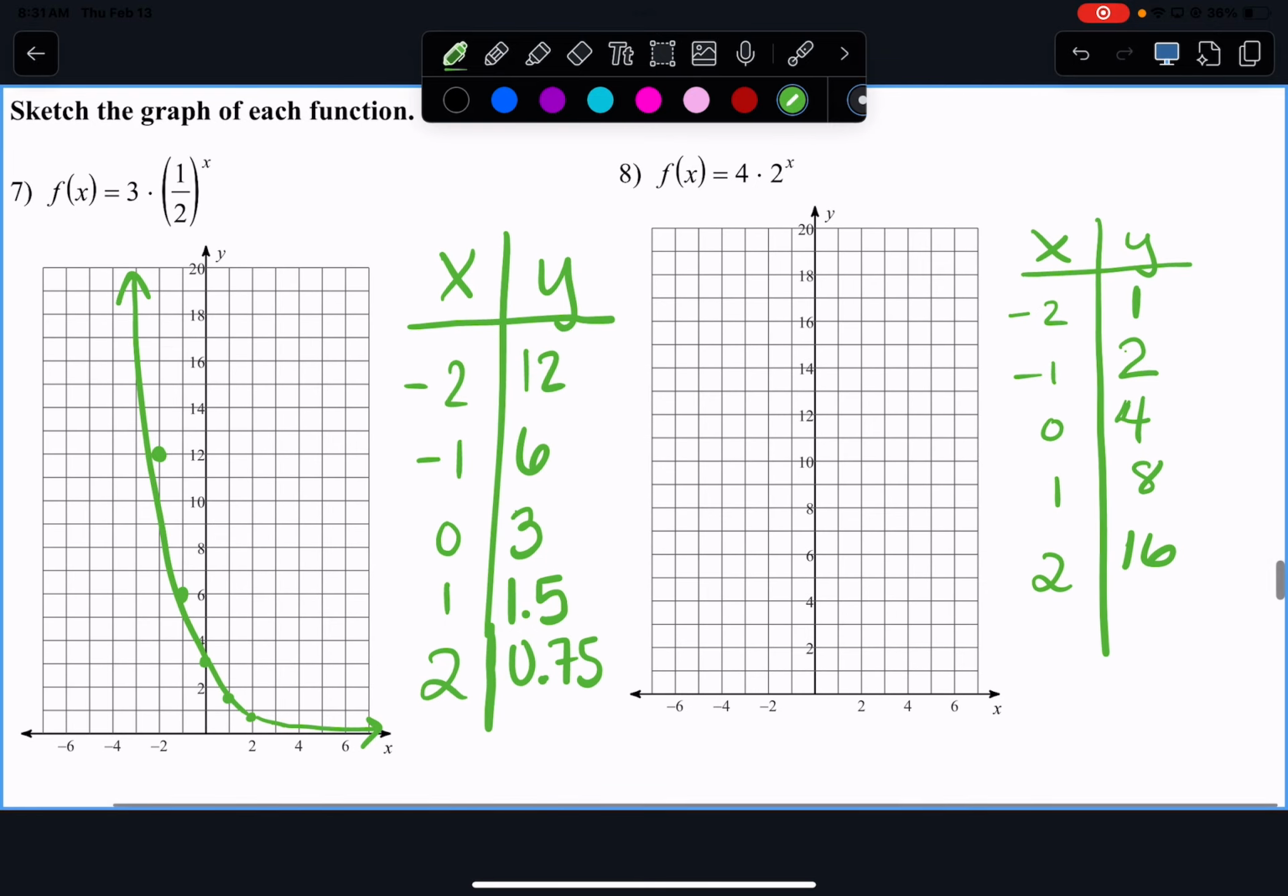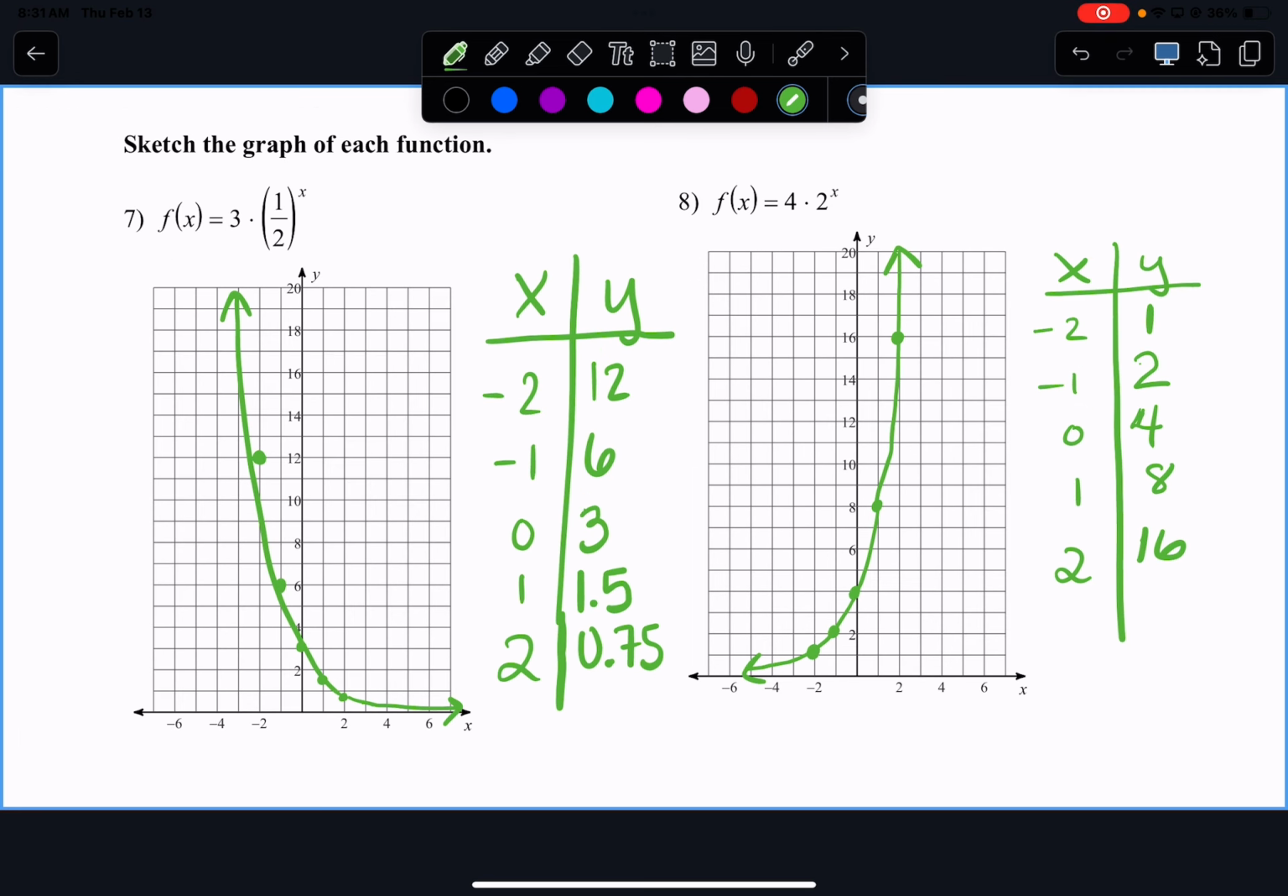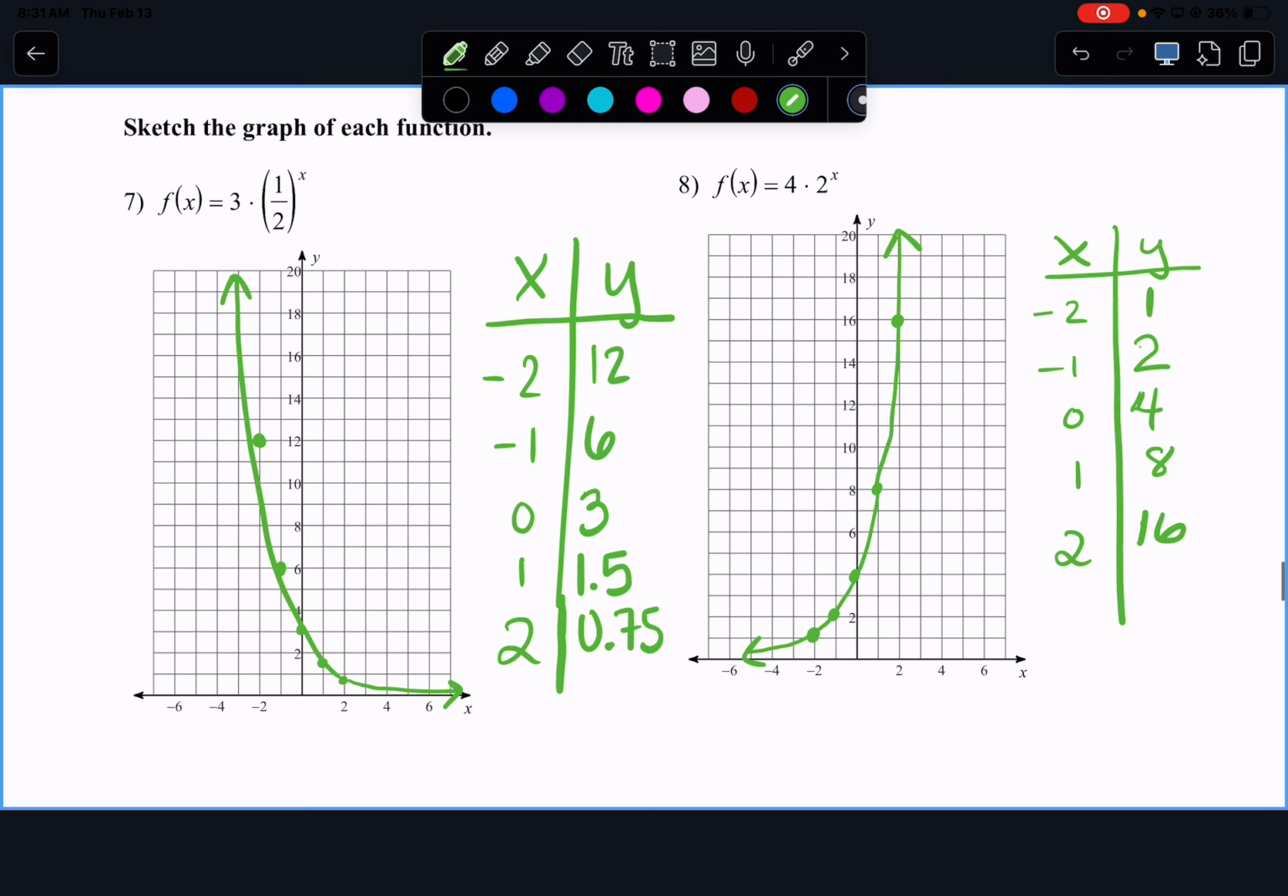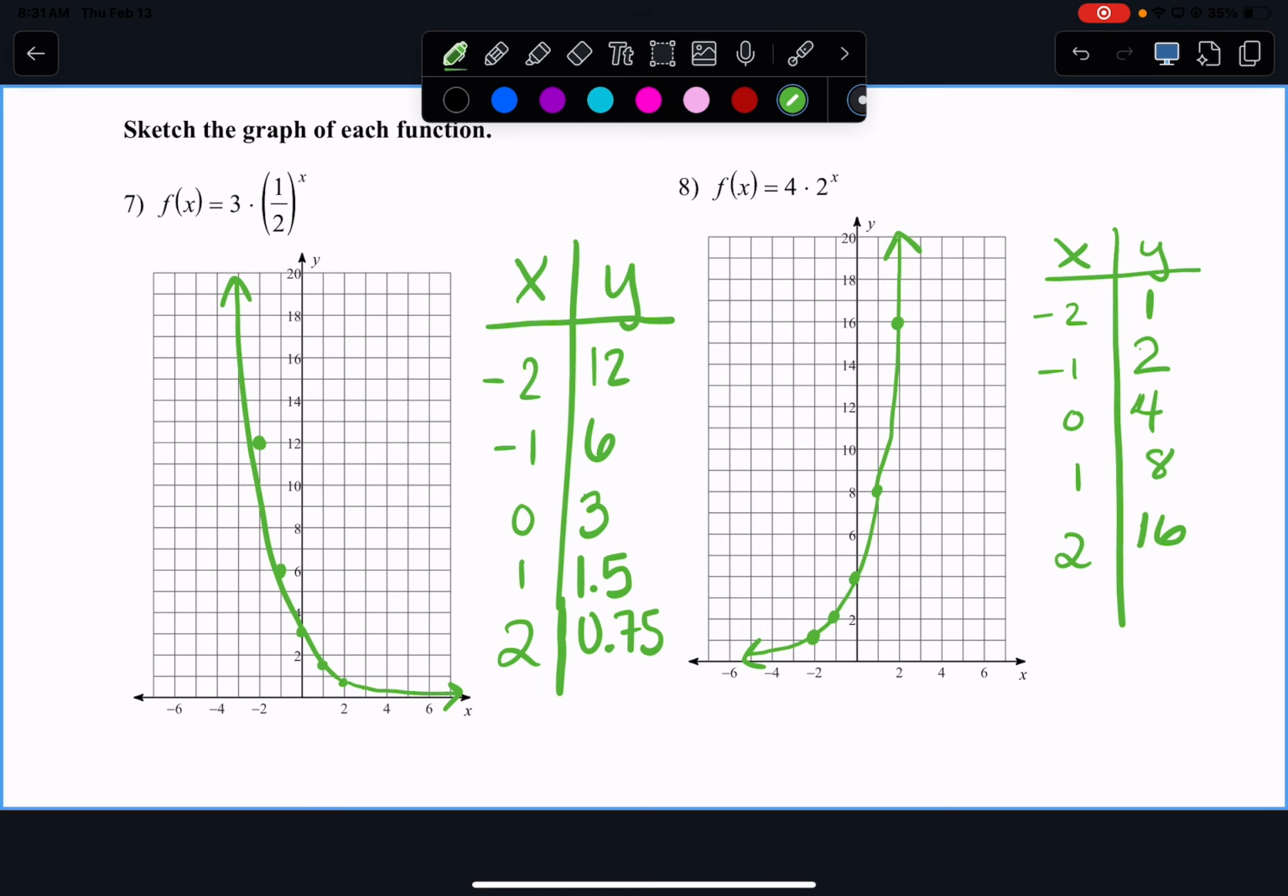So -2, 1. -1, 2. 0, 4. 1, 8. 2, 16. Draw the curve. What can we not touch? Asymptote. And is that growth or decay?